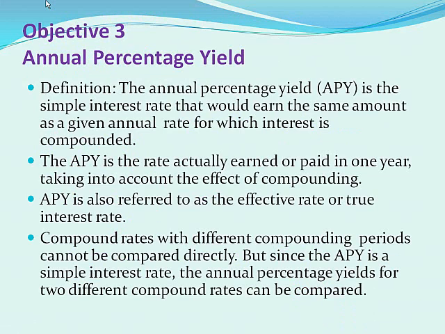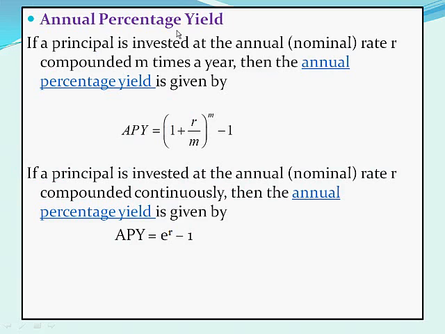Next objective is to learn about annual percentage yield. The annual percentage yield, or APY, is the simple interest rate that would earn the same amount as the given annual rate for which interest is compounded. The APY is the rate actually earned or paid in 1 year, taking into account the effect of compounding. APY is also referred to as the effective rate or the true interest rate. Compound rates with different compounding periods cannot be compared directly, but if we convert to APY, we can make that comparison easily.